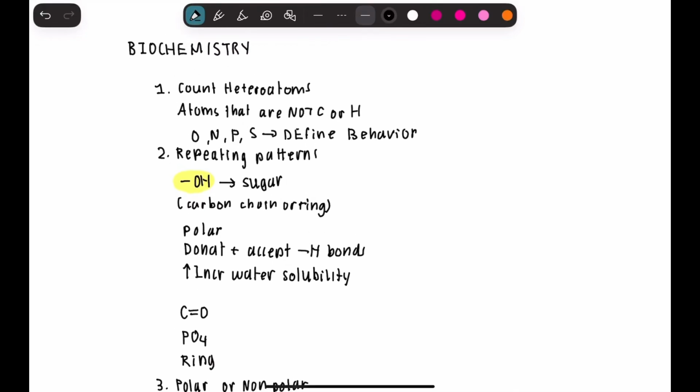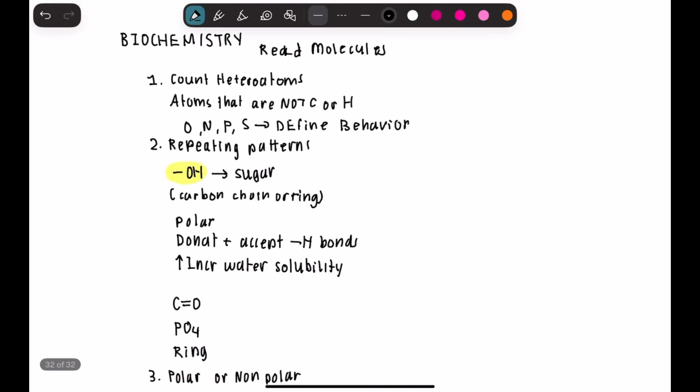In this video, we are going to be learning how to read molecules. When you're reading molecules, you want to first look at the skeletal structure, and then you can determine what type of molecule it is and how it behaves. So first, you want to count the heteroatoms.